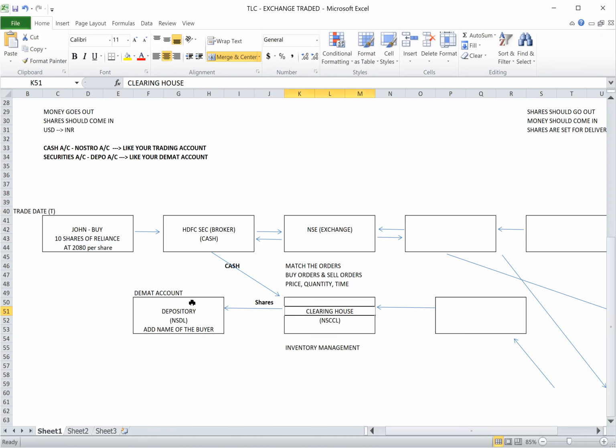The clearinghouse would give the shares to your depository account, your demat account. So John could see those shares coming into his demat account. The cash would go from John's savings account to John's broker account, and from John's broker account to the clearinghouse. And then the cash will be passed on to the seller. And the shares would come into John's demat account. Does that answer your question? Yes, sir.